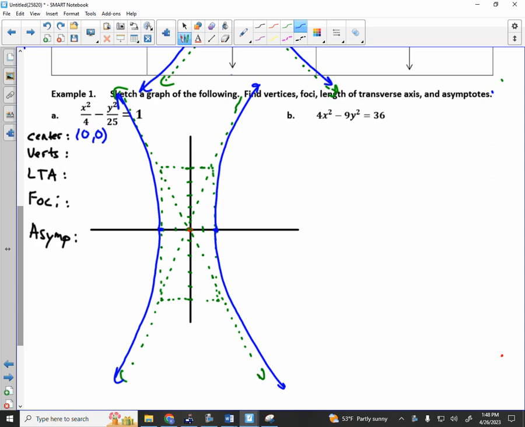Okay, vertices, location. Plus or minus 2 and 0. Excellent. The length of the transverse axis, the distance between the 2 points, is 4.